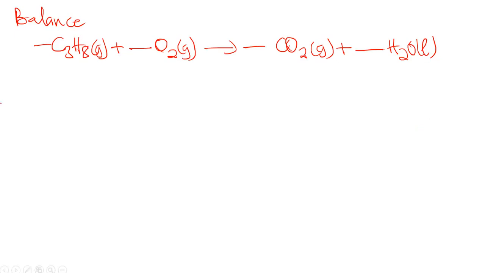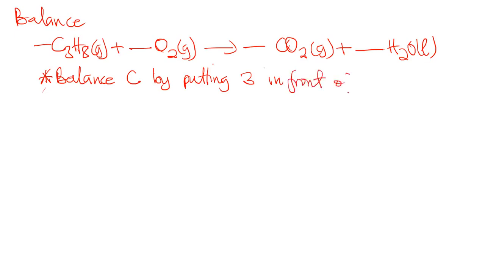Now for this reaction, always start with C. So a reaction like this one, where you have C3H something, C something, H something, start with C. So I'll look at the reactant side. We have 3C, and the product side we have 1C. So I will say balance C by putting 3 in front of CO2. That's the first thing you do.